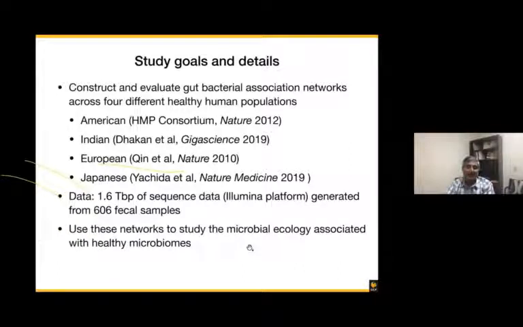And our goal was to study, compare and contrast these different association networks and see how that can be used to understand microbial ecology associated with healthy microbiomes.